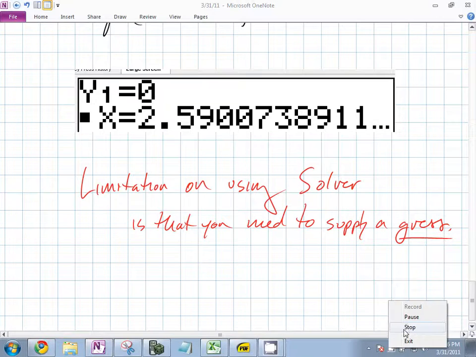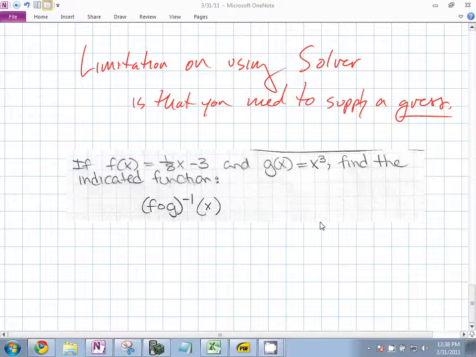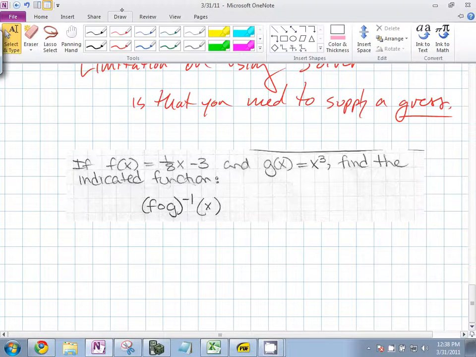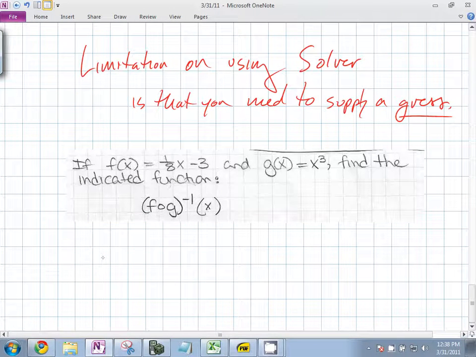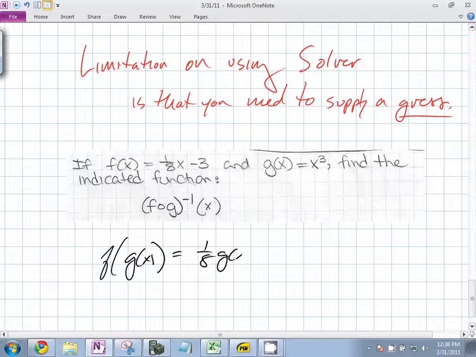Can you test out using solver? F of g inverse, what do you have to find first? F of g. And F of g means you're plugging what into what? Oh, not GF. You want to plug g into F. So that's going to be 1/8 g of x minus 3. But what's g of x?